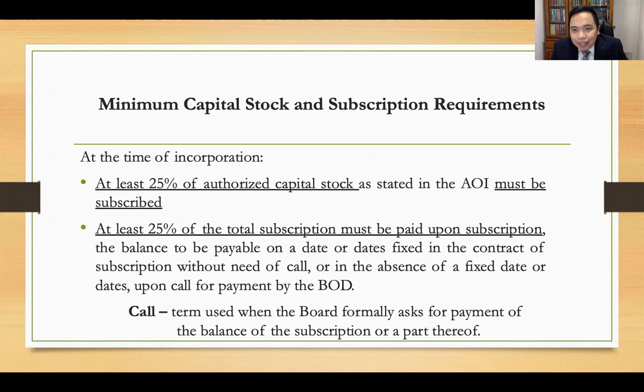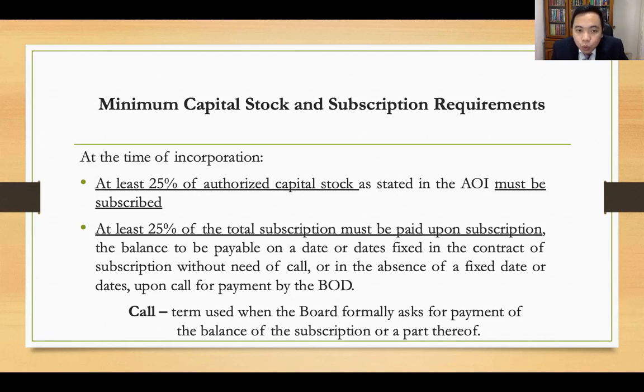Okay. Now, class, if you will be asked, for example, A is a subscriber. He subscribed for 100 shares. At least 25 of the 100 shares is how many shares? 25 shares. Now, if A subscribed for 100 shares of ABC Corporation, and what A paid is only 20 of the shares, did A comply with Section 13, or is the subscription contract with respect to A valid? Is A's subscription contract with ABC Corporation valid? The answer is yes. Yes, yes, yes, class.